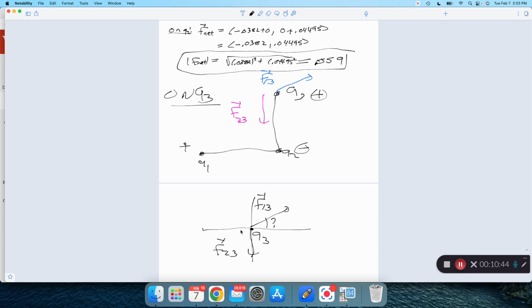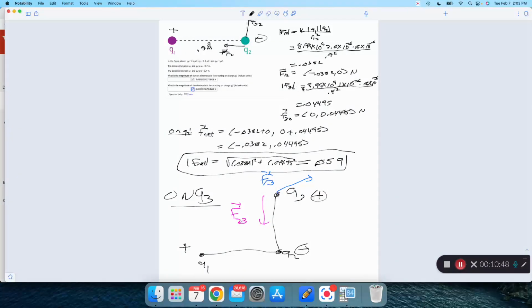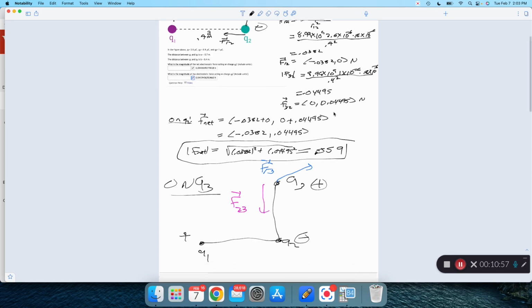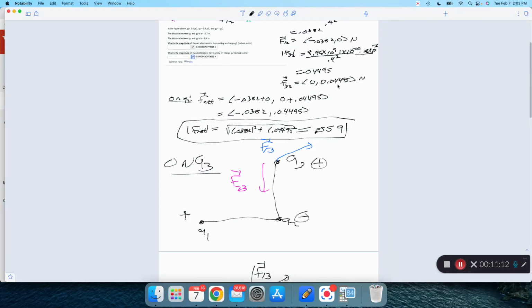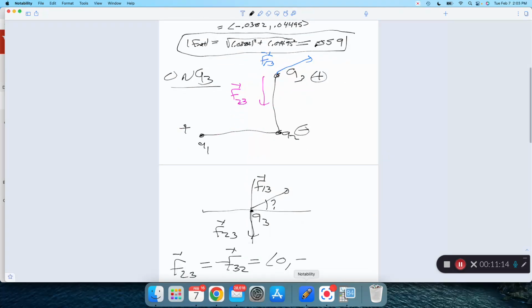F2 on 3 is easy. It's equal and opposite to F3 on 2. That's a third law pair there. We've already found that. It's just going to be a negative instead of a positive. F2 on 3 is the opposite of F3 on 2. So that will be 0, negative, and I forgot what the number was, 0.4495.